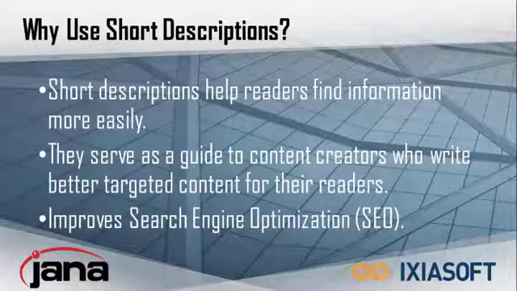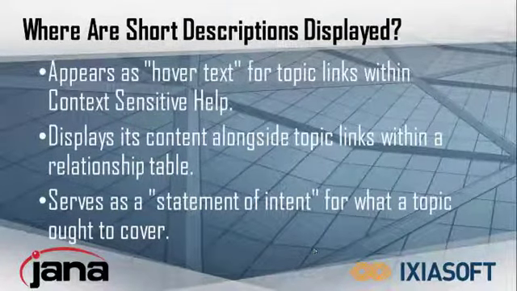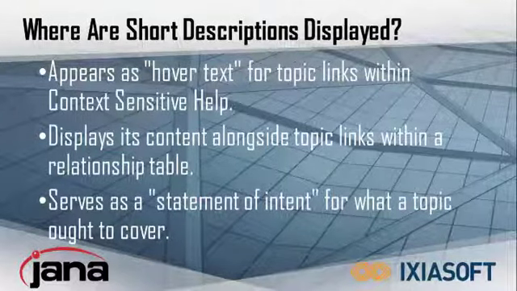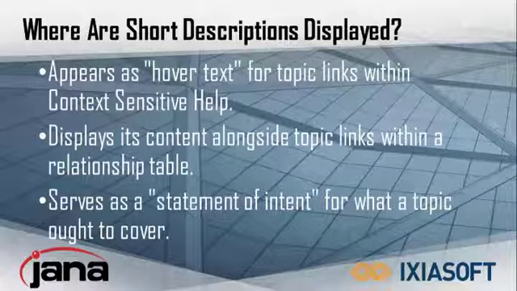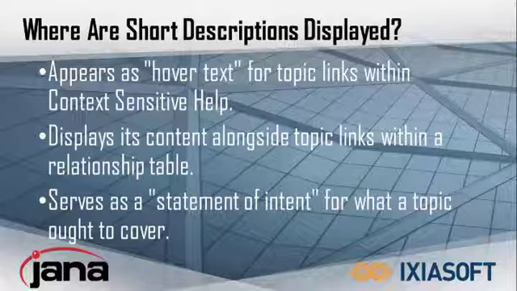They improve the search engine optimization, and they appear as hypertext for topic links within the context-sensitive help. They also display alongside topic links within a relationship table, and they serve as a statement of intent for what a topic ought to cover. Effective short descriptions are much harder to write if the topic does not satisfy the following two prerequisites. The topic is limited to a well-defined scope, and it has an effective title that connotes the salient purpose of the topic.